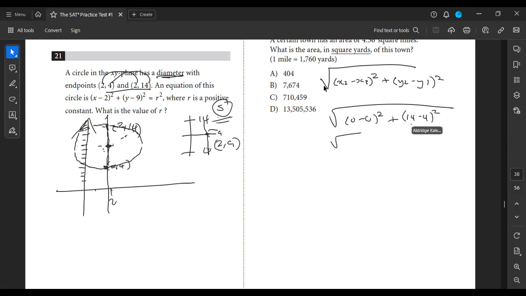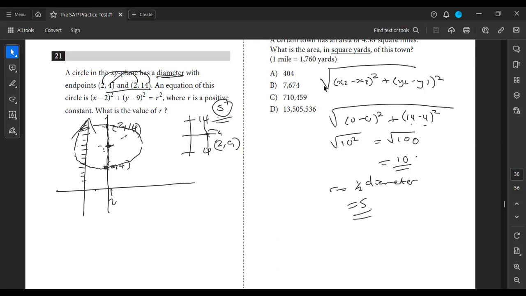14 minus 4 is 10 squared, right? This is the same as 100. The square root of 100 is 10. So that's the diameter. But the radius is half of the diameter, or the diameter divided by 2. All right, so that means our radius is 5. That's another way. There's so many ways to do this.